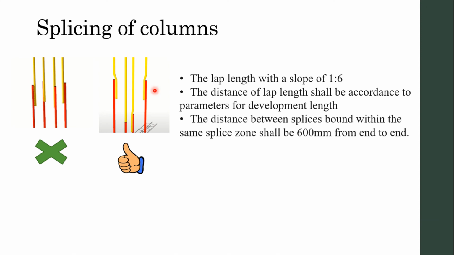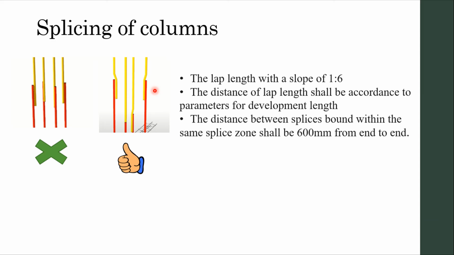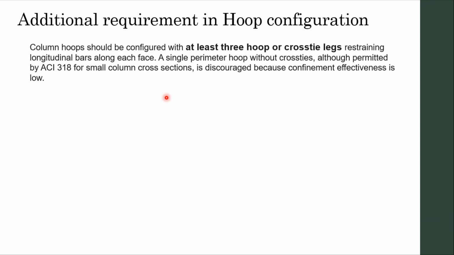So, tension lap splices. So the distance between the splices bound within the splice zone shall be 600 mm from end to end. So, yun nga, kailangan pala na yung distance ng splice zone mo, this one to this one is at least 600 mm. So hindi ka pala basta-basta mag-i-splice lang. Tingnan nyo to, may mga distance sila sa splices nila, di ba?